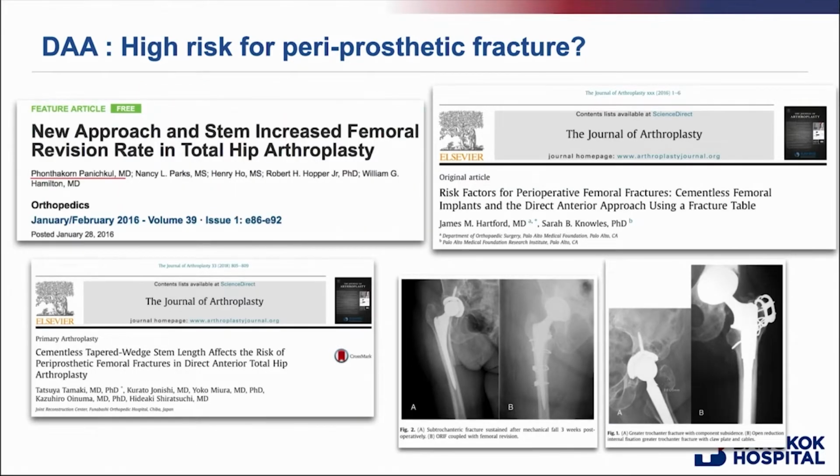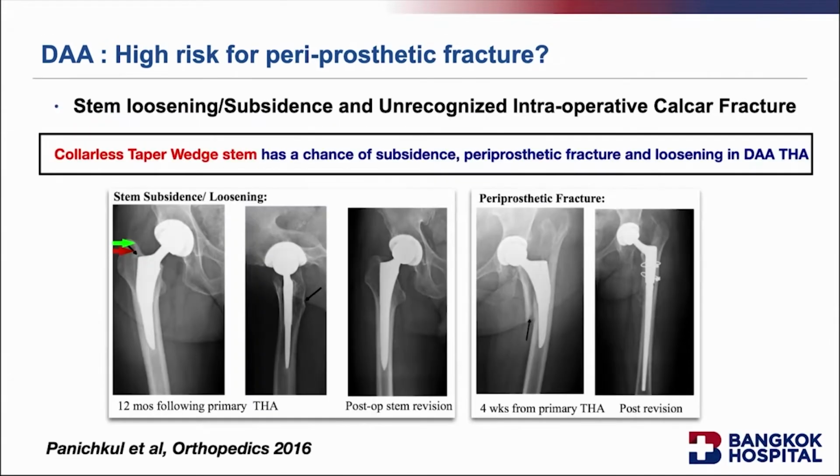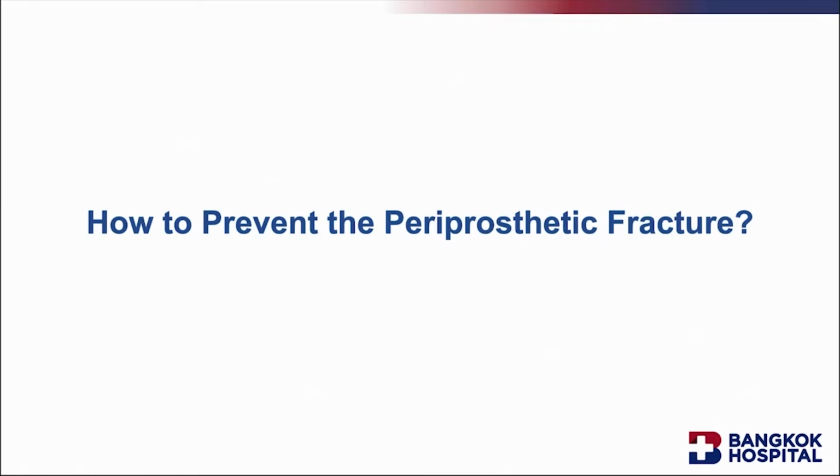Several papers show that the direct anterior approach has a risk of periprosthetic fracture with some types of cementless stem. We also reported and published in Orthopedics 2016 that the collarless stem with a tapered wedge morphology has a high chance of subsidence and periprosthetic fracture, and also increases the rate of loosening in the direct anterior approach. And how do we prevent this kind of complication?